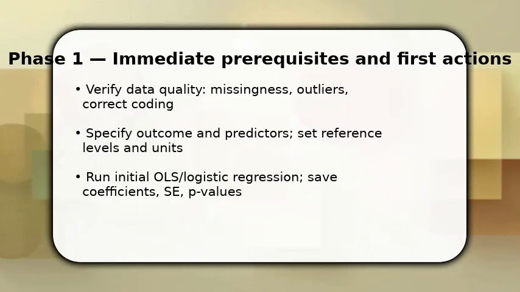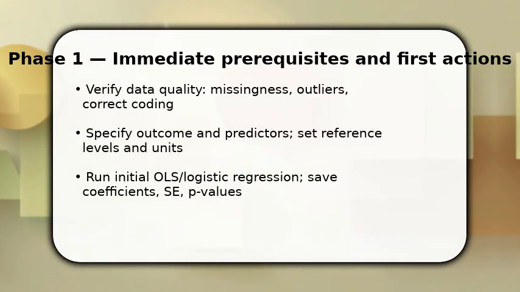You start by confirming your dataset is analysis ready. Check missingness, outliers, and variable coding. Next, define the dependent variable and each predictor, choosing reference levels and units so results are interpretable.